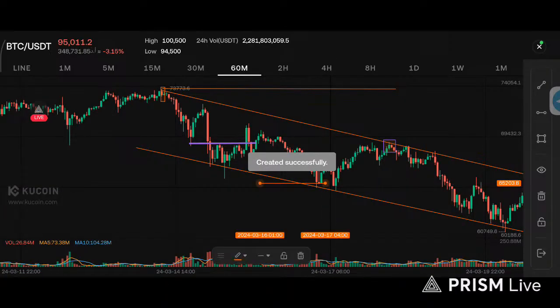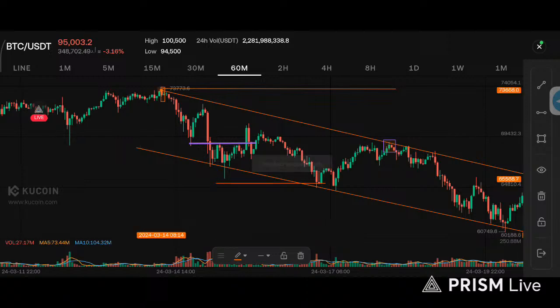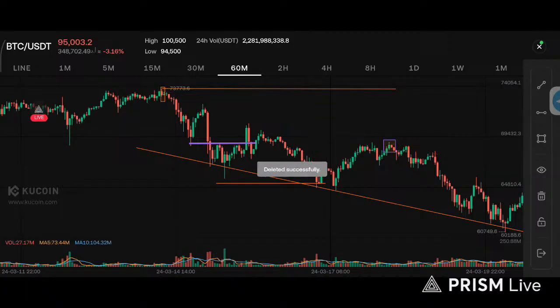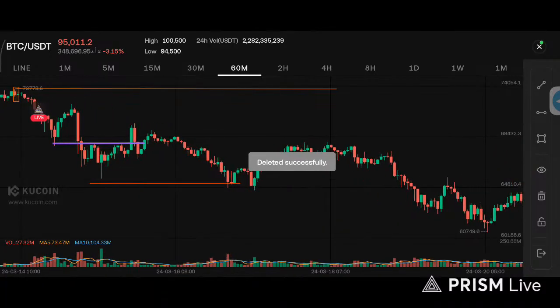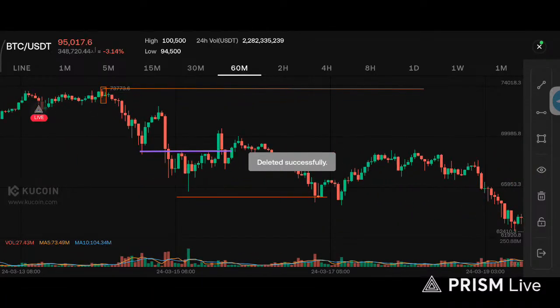This is another break of structure. The previous low has been broken, right? The previous low has been broken. So let me just delete this one, delete these ones, so that you really see it well. Okay, that is it.